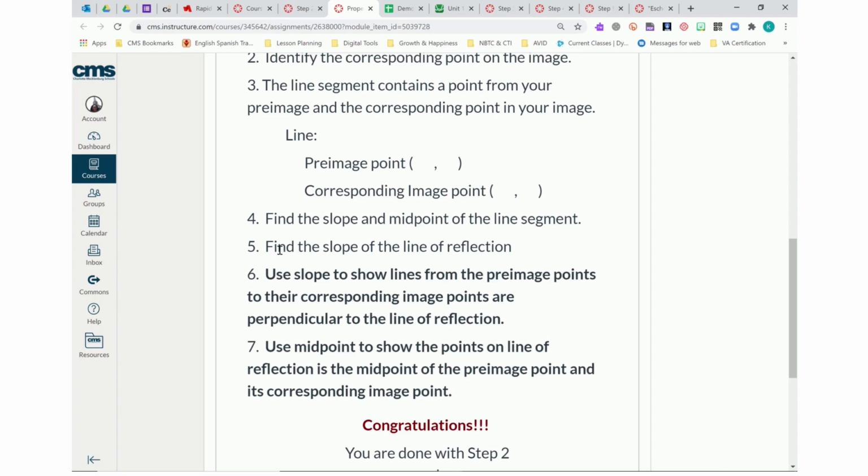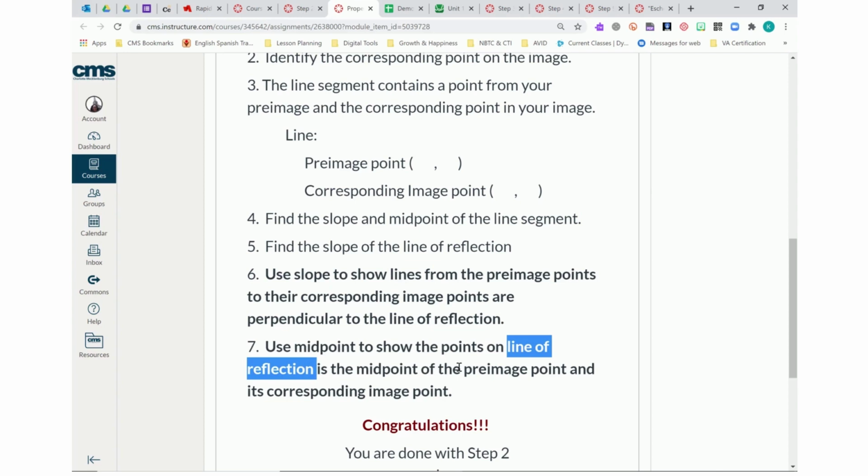You're going to find the slope of the line of reflection. And you're going to take these 2 lines and you're going to compare the slopes. Remember, if the slopes are perpendicular, then we have proven that the line segment is perpendicular to the line of reflection, which is one of the properties that you need to prove. So remember when you found the midpoint here? When you find the midpoint, you're going to prove that the midpoint is on the line of reflection.